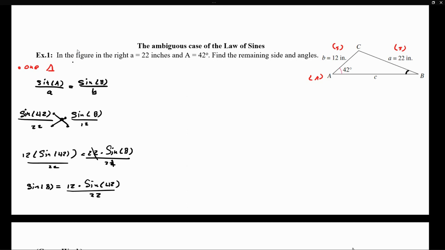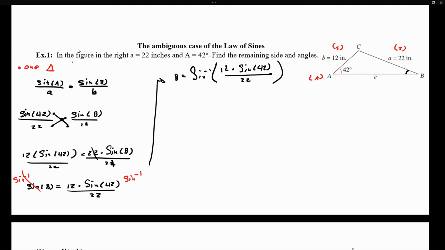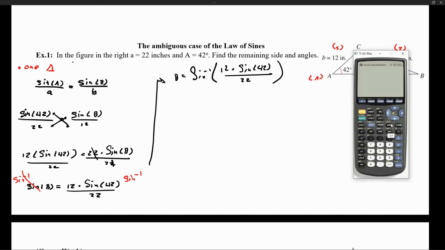And if we want to solve for B, don't forget that we have to apply the inverse sine, not the reciprocal. That way the sines will cancel out by the cancellation law. And now we have an expression for B. So B is equivalent to the sine inverse of this big expression, 12 times the sine of 42 all over 22. This is definitely something that we can do with our graphing calculator, so let's plug this in.